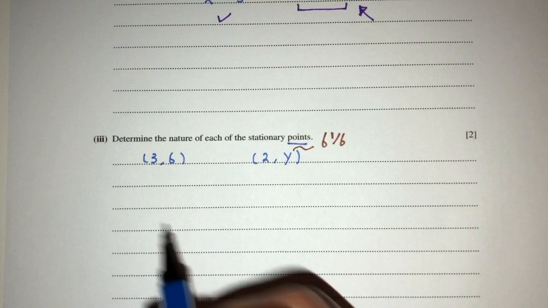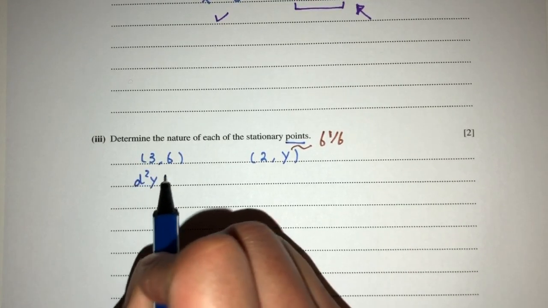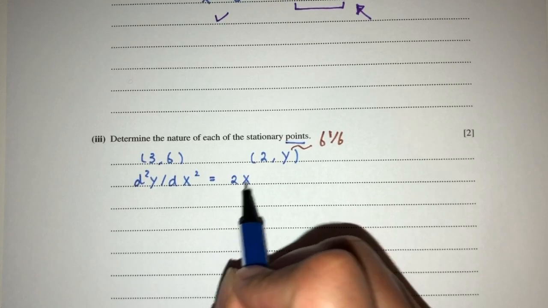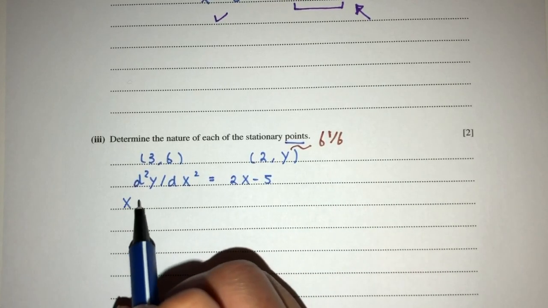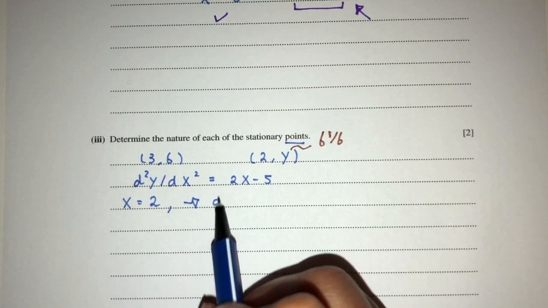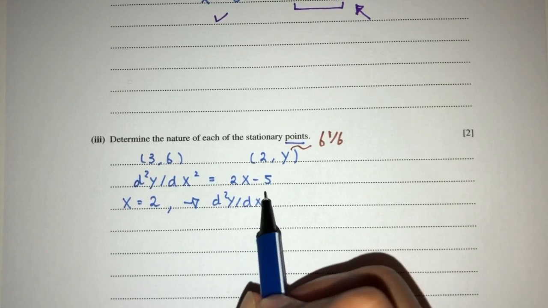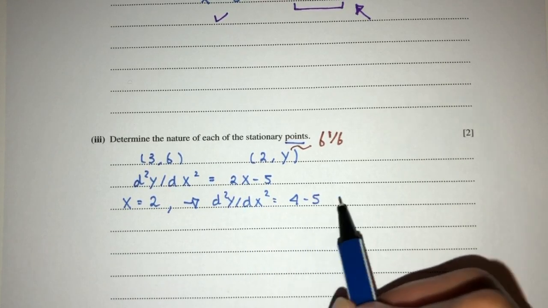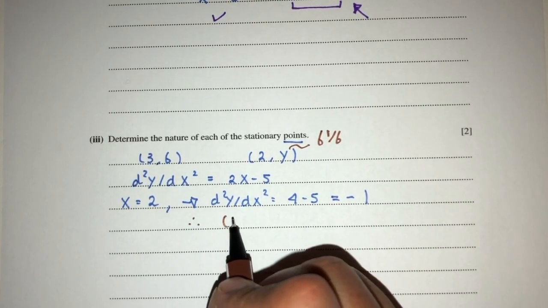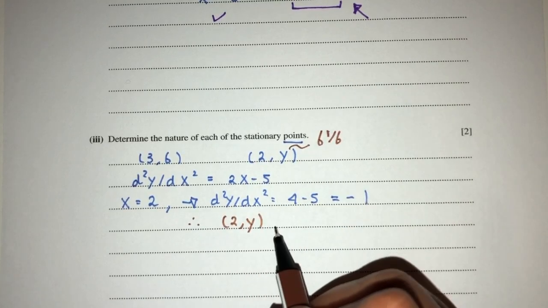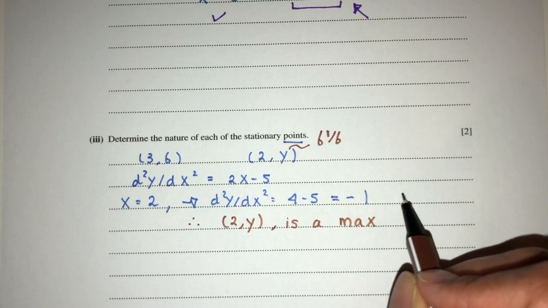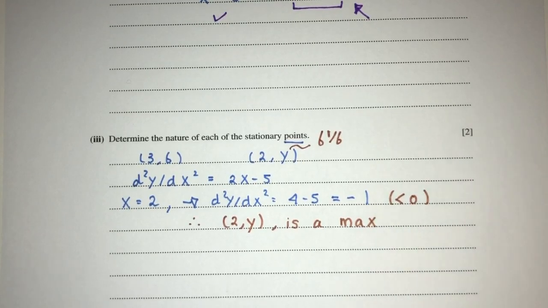To find the nature, we have to look at d2y by dx2. That was given to us by the question as 2x minus 5. So when x equal to the value of 2, this was given to you what? d2y was 4 minus 5 equal to minus 1. So you can write the conclusion is that this point, it is a maximum point because it is negative. It is negative, because of that it is a maximum point.